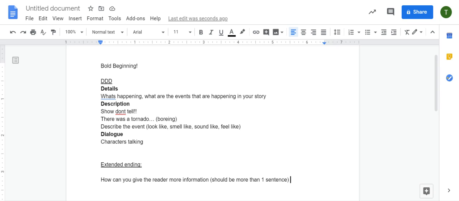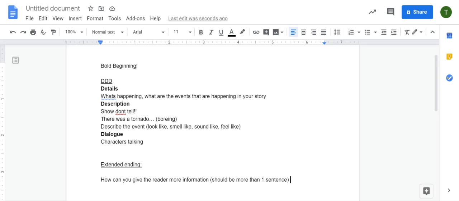So, going through the 3 Ds, again, that's details, what's happening, what are the events in your story? Description, show me, don't tell me. Don't tell me that there was a tornado. That's boring. Describe what the event looks like, smells like, feels like, sounds like, and then make sure that your story has dialogue. That you have characters either talking to other characters, or you could have the dialogue be the characters' thoughts. What are they thinking?